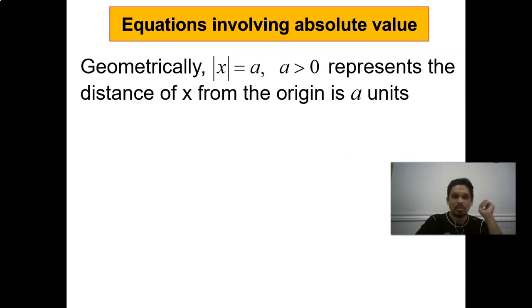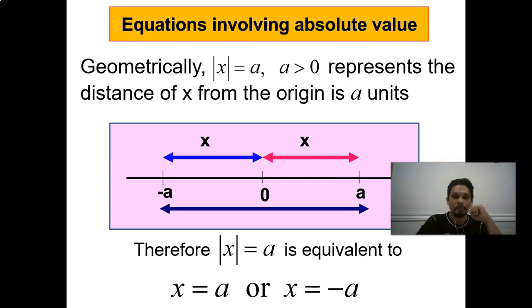Okay, equations involving absolute values. The modulus of x equal to A, where A is greater than 0, represents the distance of x from the origin being A units. So the absolute value of x equal to A is equivalent to x equal to A or x equal to negative A.